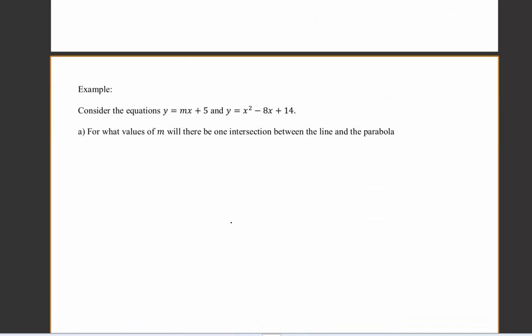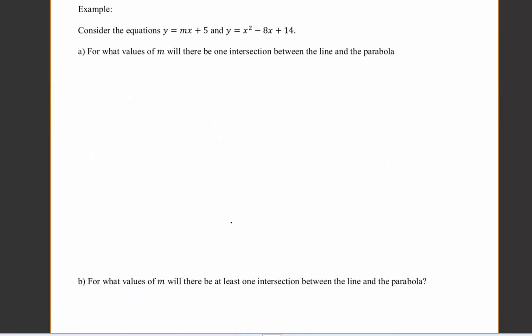Okay, let's have a look. What we've introduced here is a parameter, and we've got the equations y equals mx plus 5 and y equals x squared take 8x plus 14. For what values of m will there be one intersection? Let's see what happens if we follow the same approach as last time.